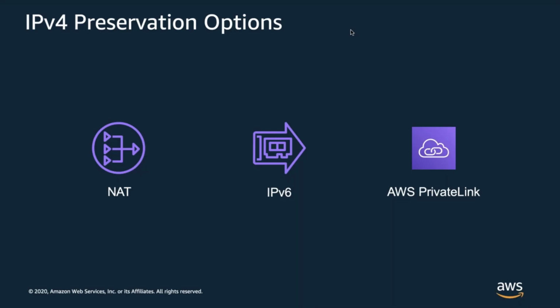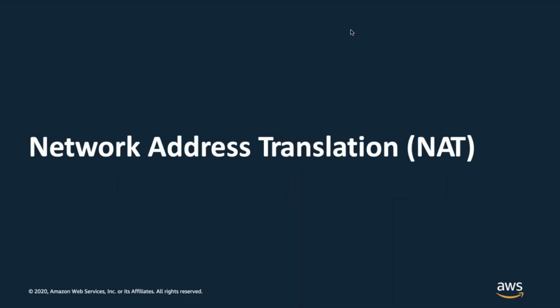But we also have a service called Private Link that's really good for exposing applications across different environments that have overlapping address space. But we won't be focusing on that today. Today is purely Transit Gateway. So let's start with the network address translation.